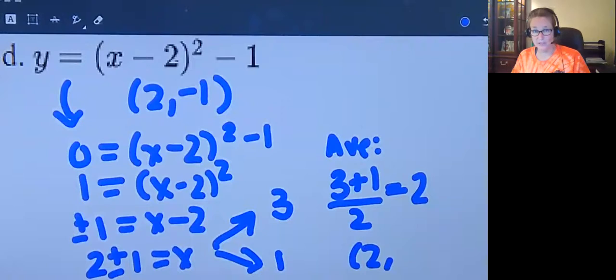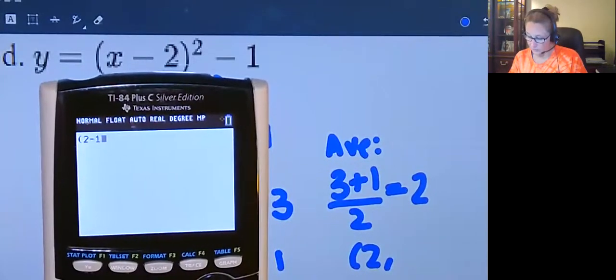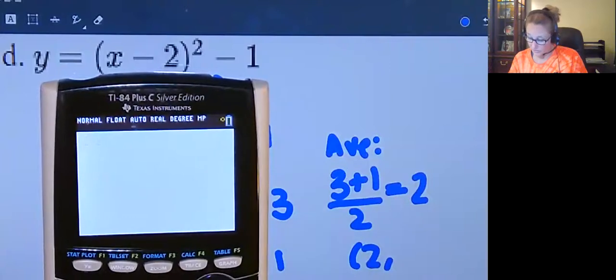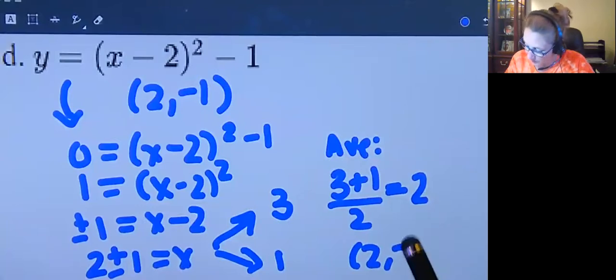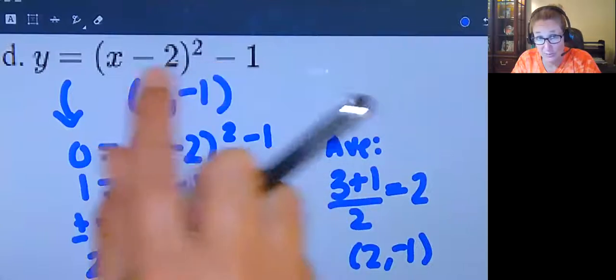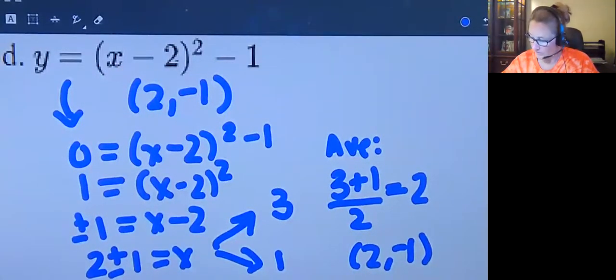And then if I plug this into the equation, I get 2 minus 1 squared minus 1, which gives me, sorry, I did the wrong number, 2 minus 2, okay, there's a 2 there, squared minus 1, and I end up getting a negative 1. So you see, this was my vertex, and this is in the nice graphing form that they want. So they actually gave it to you in the proper form. This is the vertex. Okay, next set of problems.